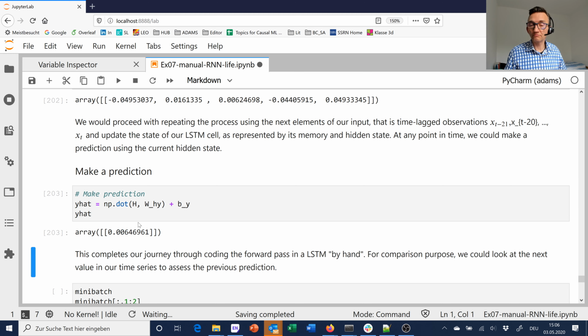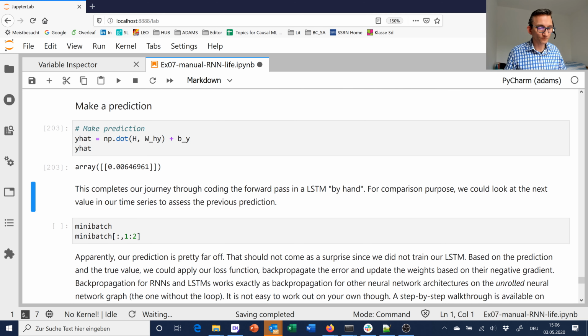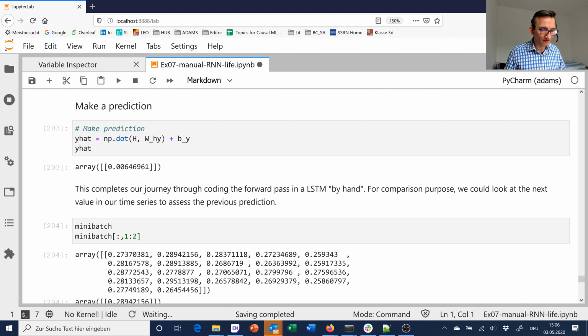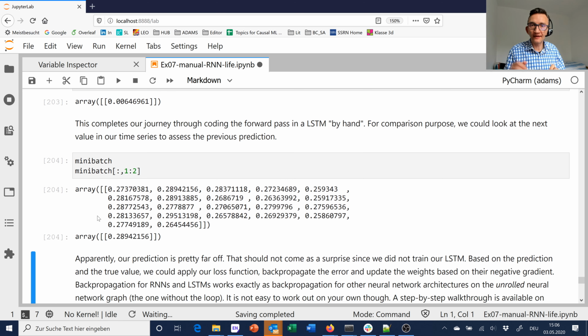And that is our result. And again, we can compare that to the actual, the desired output, let's say. The desired output, which would be the next value in our time series, which would be x minus 21.